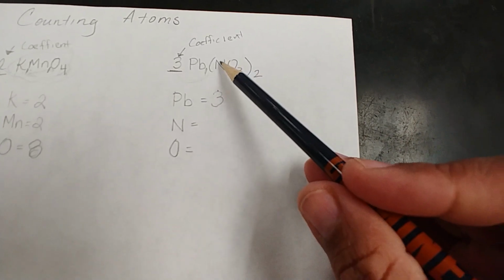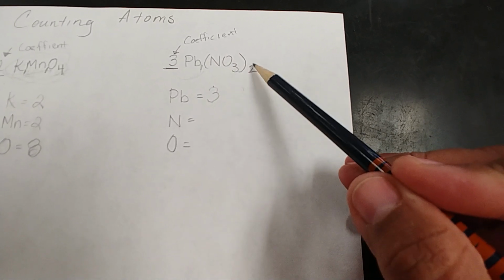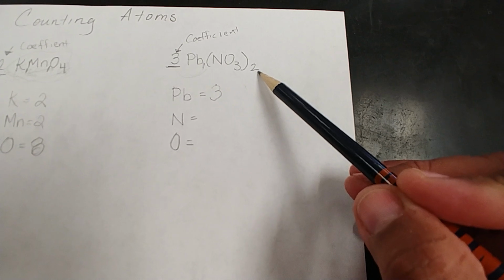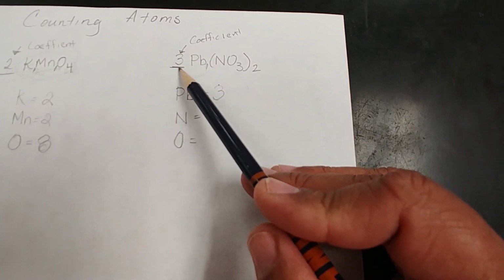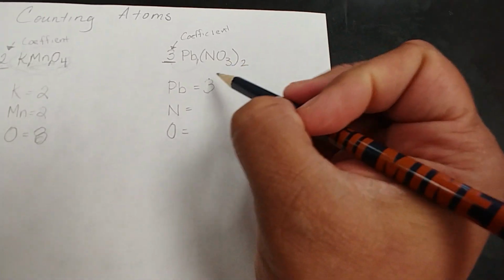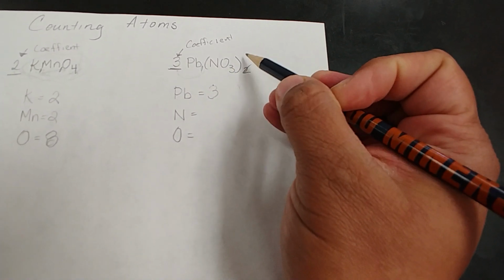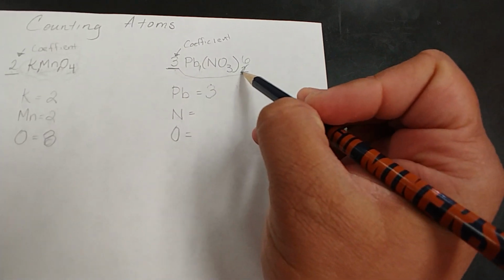Okay, now for these 2 elements, the nitrogen and the oxygen that are inside the parentheses, there's a 2 outside. So what you end up doing is multiplying this 3 with this 2. 3 times 2 is 6. Okay, and if it helps, you can even cross it out just so that you know that it's 6. Okay, once again, 3 times 2 is 6.